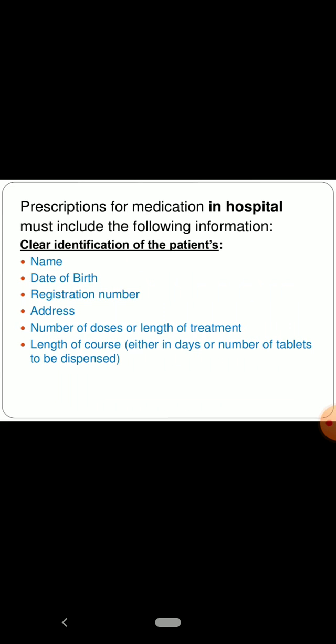The prescription for medication in the hospital must include the following information: clear identification of the patient, so the name, date of birth, registration number, address, number of doses or length of treatment, length of course either in days or number of tablets to be dispensed.